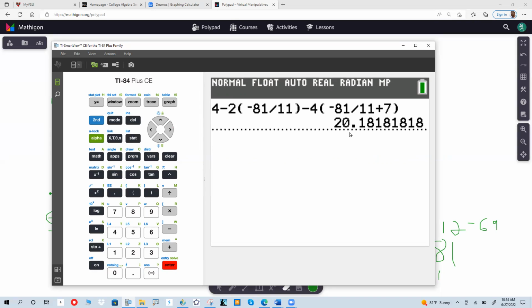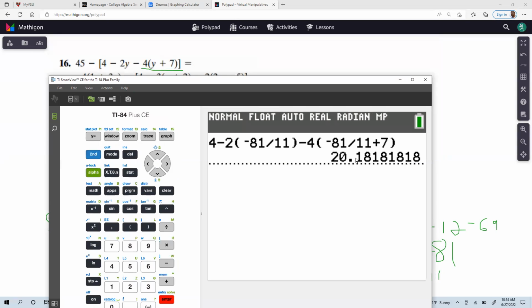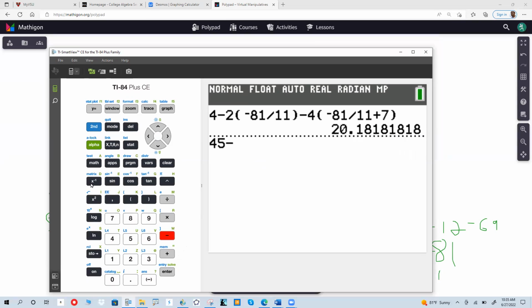Okay, 20 point this. All right. Then I'm going to subtract that from 45. 45 minus, you can write 20 point all that, and you can just say second answer. And I'm going to hit enter. I got 24.8181.